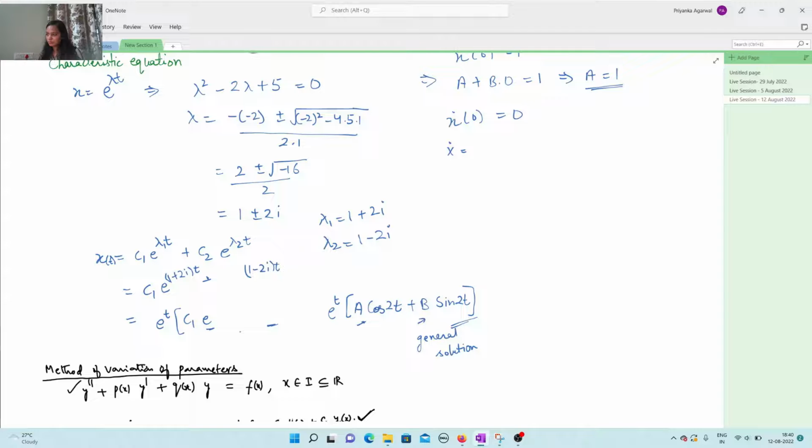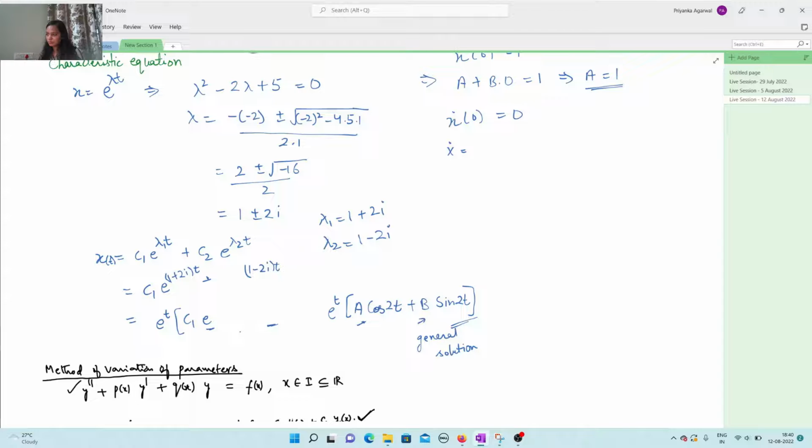y into some u, where we can write y u dash with this function f. So f here is this one, 1.